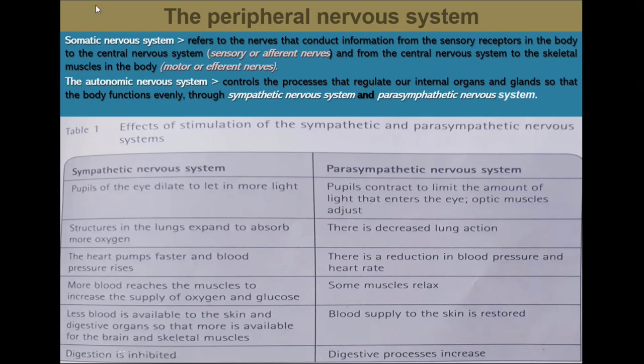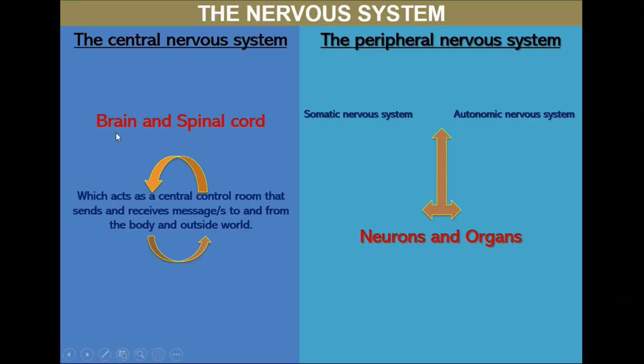So I need to redo the slide, however, giving you more examples and more theory. Okay. The nervous system, the first contact of information. Under the nervous system, we have what? The central nervous system as well as the peripheral nervous system. The central nervous system is made up of the brain and spinal cord. It can be compared to the central control room that sends and receives information to and from the body and the outside world.